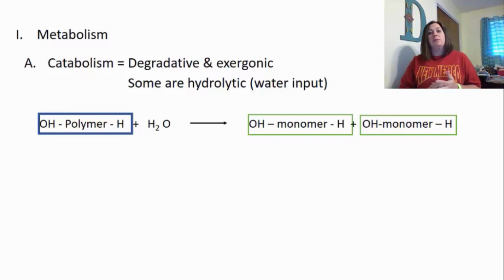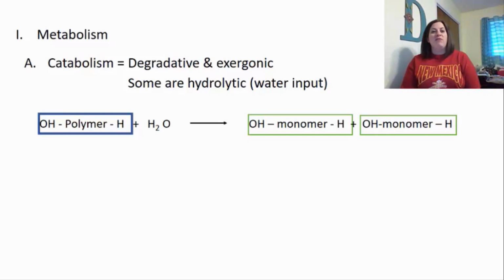There's catabolism. This one is a degradative and exergonic type of metabolism, meaning that it's going to break things apart and it's also going to release energy. Some of these are also what we call hydrolytic, meaning that they have water as an input. Water goes in to break the molecule apart. So this is also what we would consider a hydrolysis reaction.